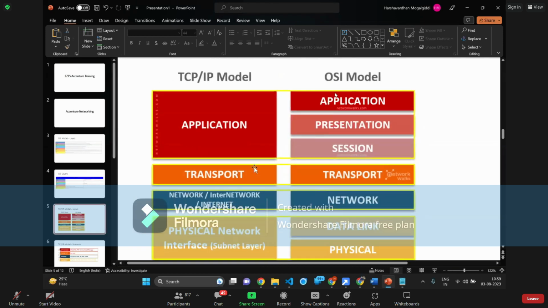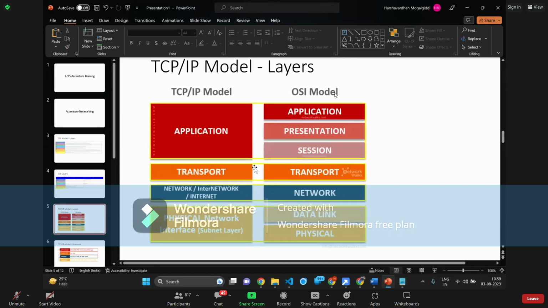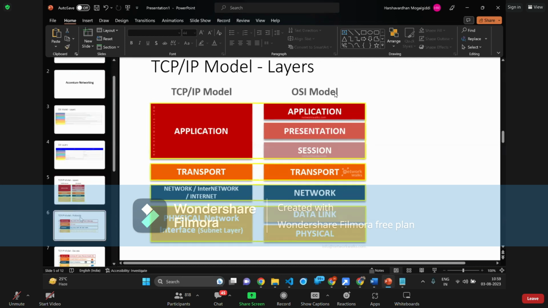Then in the TCP/IP model, in a high-level overview, the responsibilities of the data link layer and physical layer are taken care of by the physical layer of TCP/IP. The responsibilities of the network layer in OSI are taken care of by the network layer in TCP/IP. The transport layer maps to the transport layer in TCP/IP, and the application, presentation, and session layers together are taken care of by the application layer of TCP/IP.